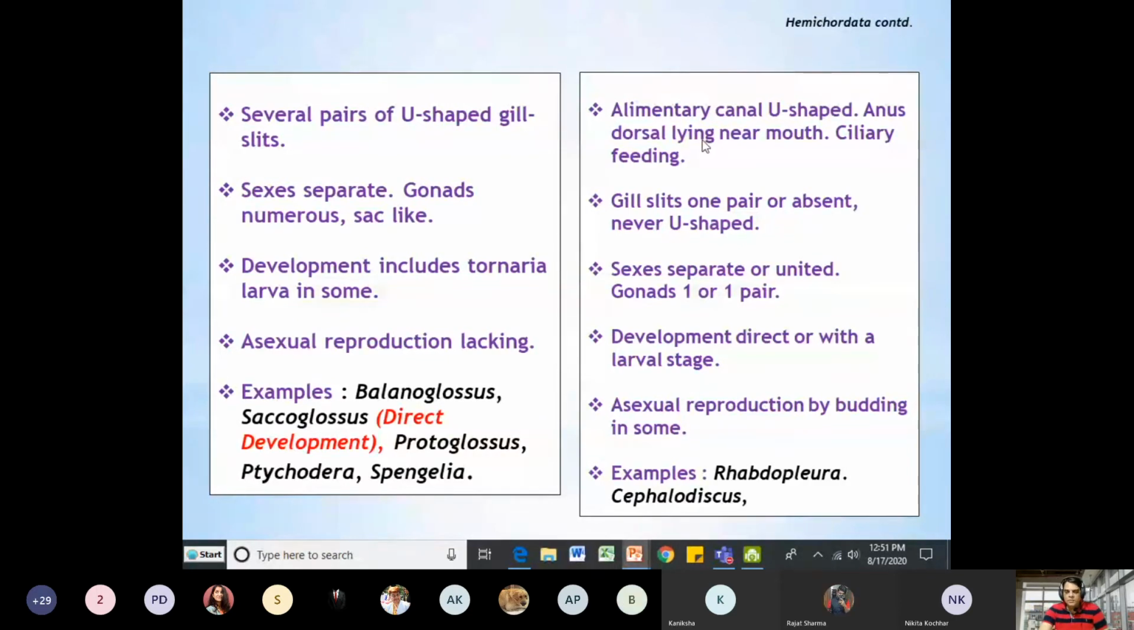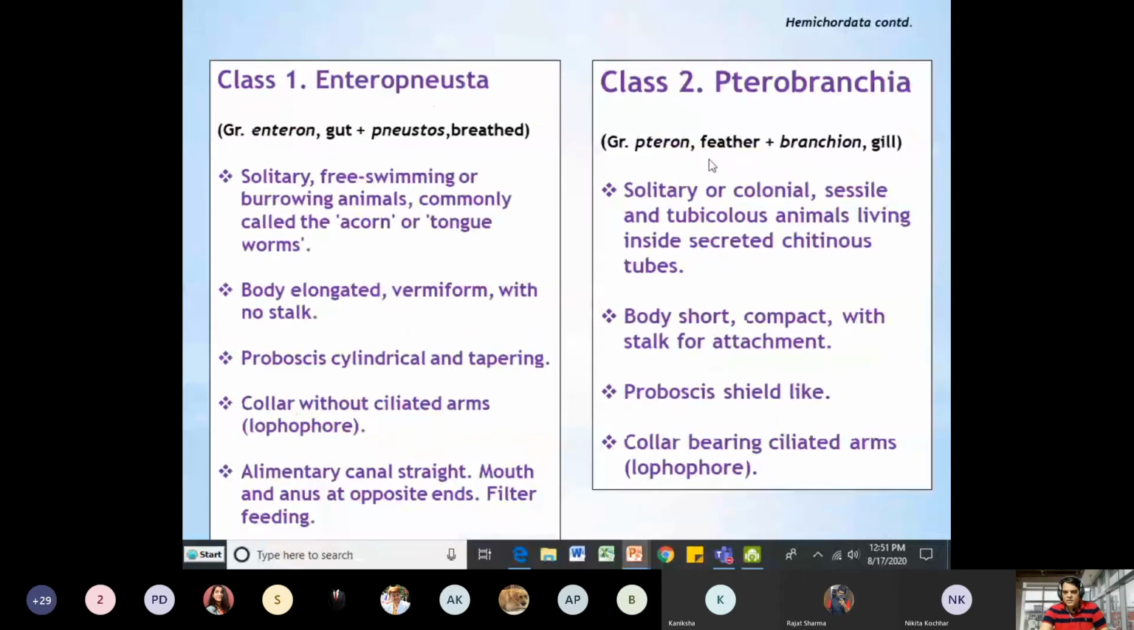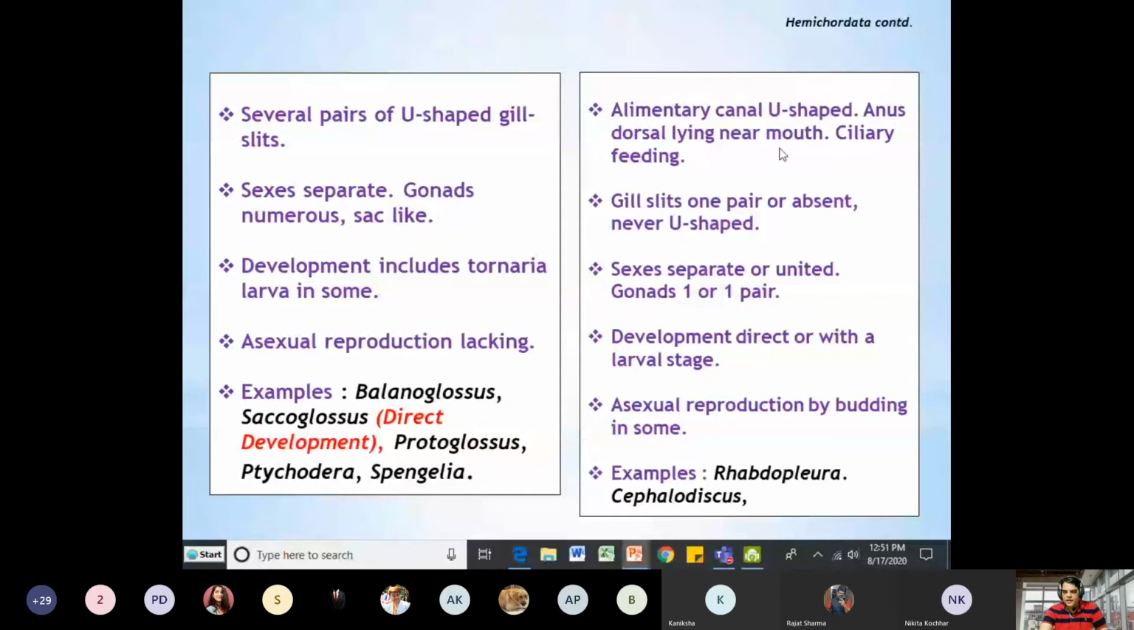And about the other characteristics of Pterobranchia: the alimentary canal is U-shaped, anus dorsal lying near the mouth, ciliary feeding, and gill slits one pair or absent, never U-shaped. Sexes separate or united, gonad only one or one pair, and development direct or with a larval stage. Asexual reproduction by budding is seen in Rhabdopleura and Cephalodiscus. So they may be colonial animals. They may show asexual reproduction by budding.